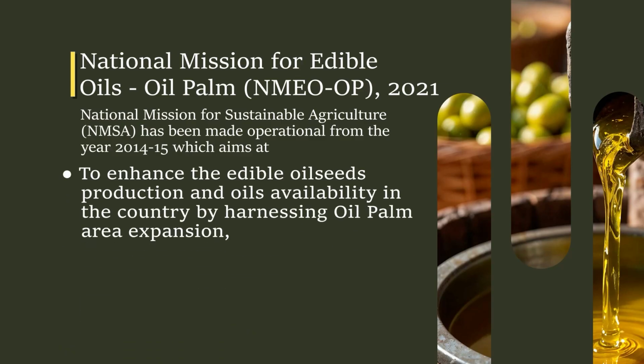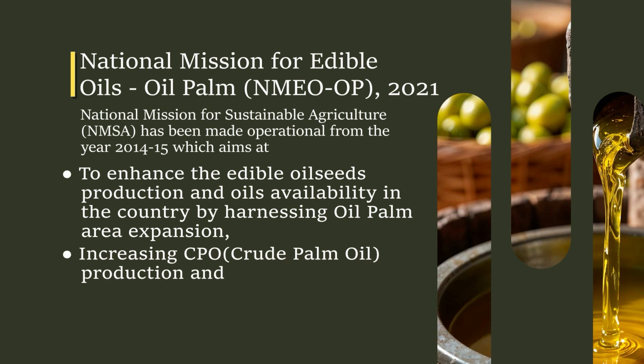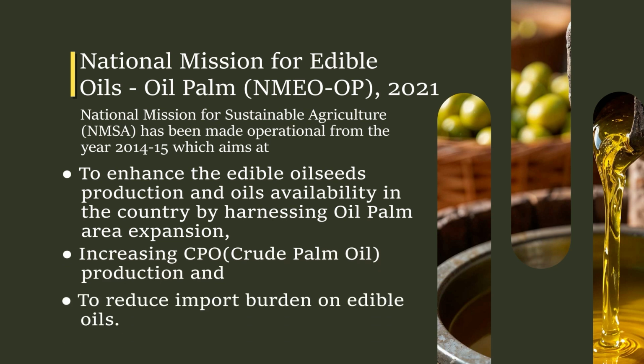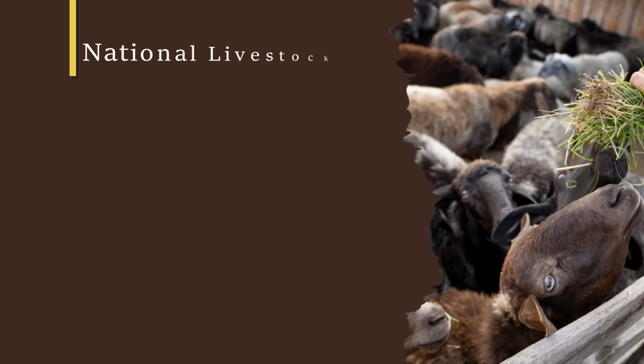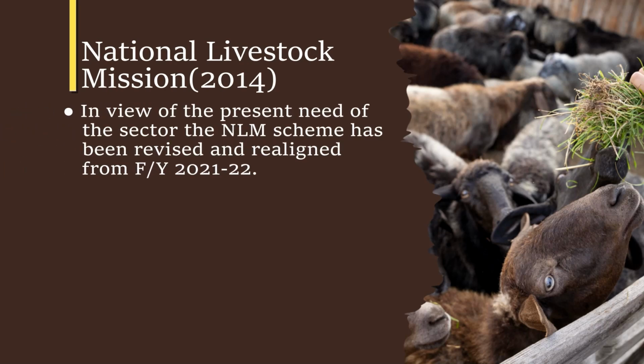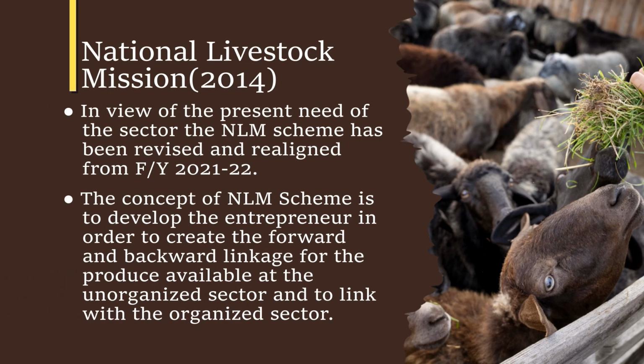The major aims are enhancing edible oilseeds production and oil availability in the country by harnessing oil palm area expansion, increasing crude palm oil production, and reducing the import burden on edible oils. The National Livestock Mission, which was introduced in 2014, is to develop entrepreneurs in order to create forward and backward linkages for the produce available in the unorganized sector and to link it with the organized sector.